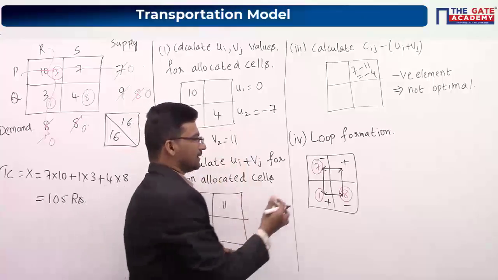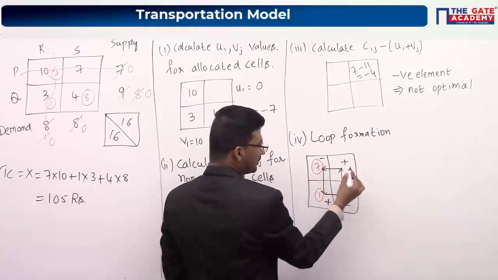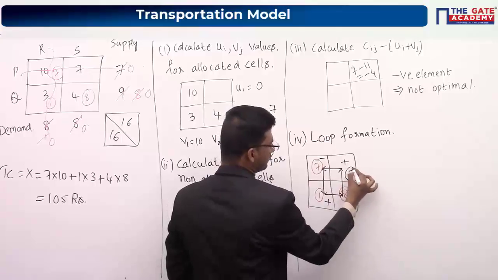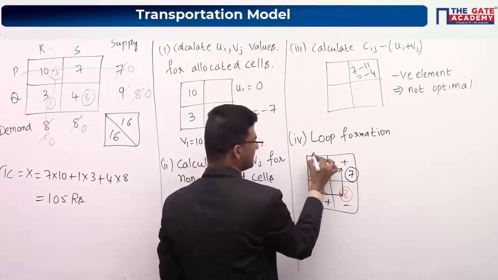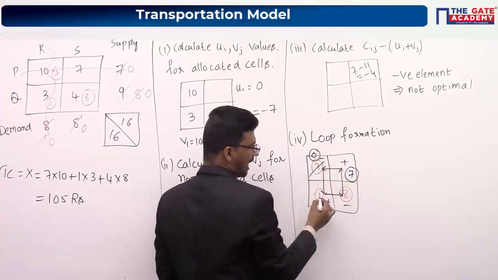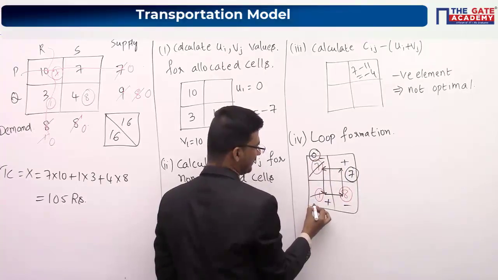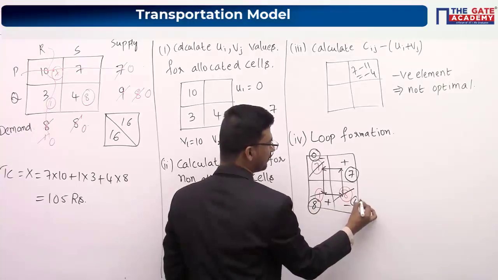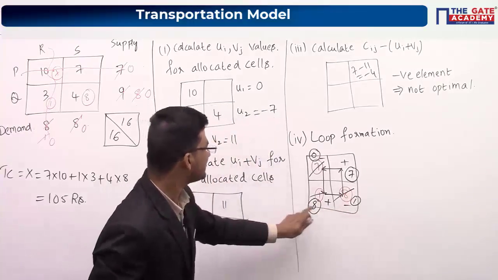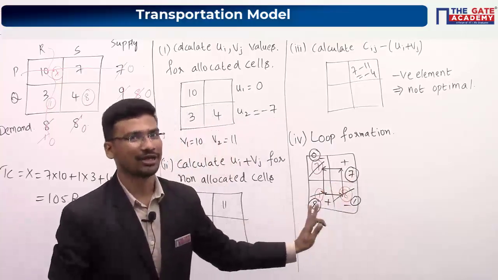So 7. So here I have to add 7. So I am adding 7 here, and I am subtracting 7 there. That means this will become 0. I am adding 7 here, so 1 plus 7, it will be 8. I am subtracting 7, so this will become 1. So now these 3 are your new allocations.